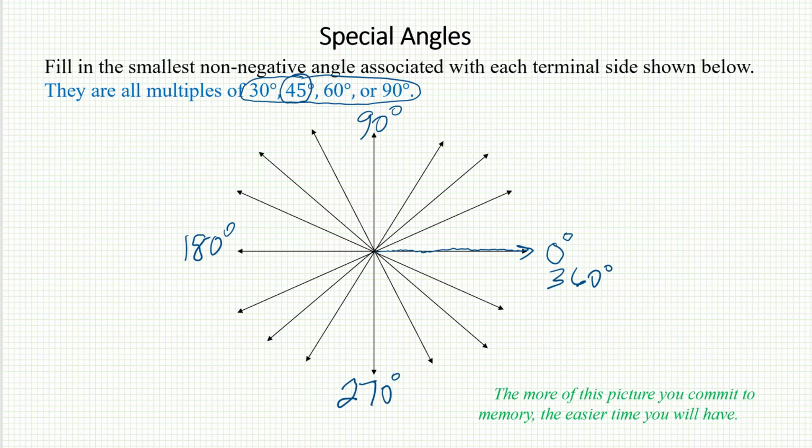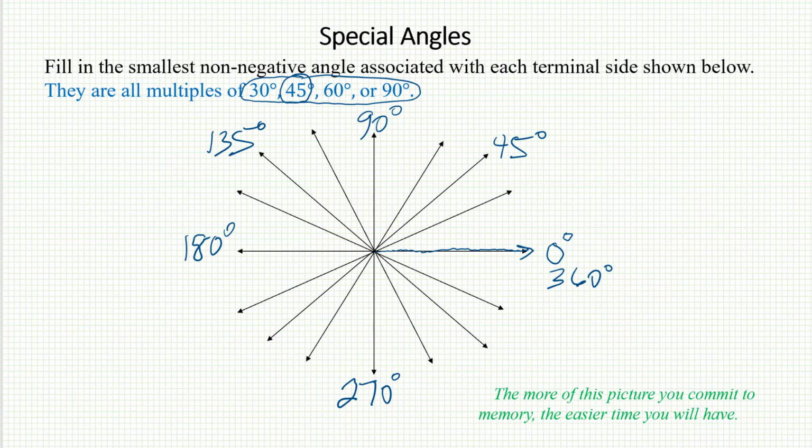If I go halfway between 0 and 90, I'm going to land here, and so this must be the 45 degree spot. Of course, 90 is a multiple of 45, but it's better to keep the quadrantal angles in a separate category. So I'm going to skip ahead to the next multiple of 45. 90 plus 45 would be 135. Again, it's all of these ones that are exactly halfway between the two quadrantal angles.